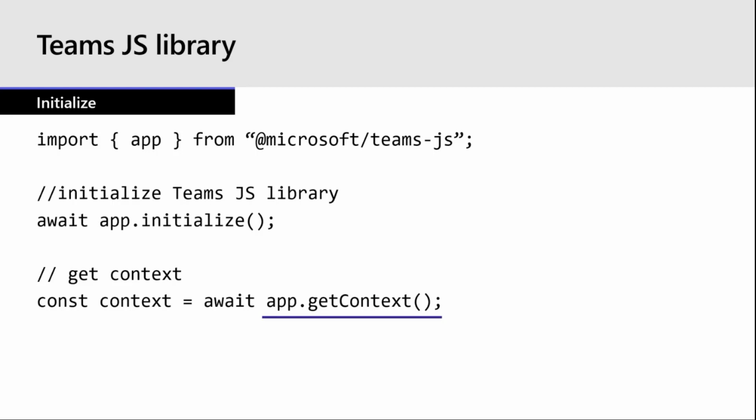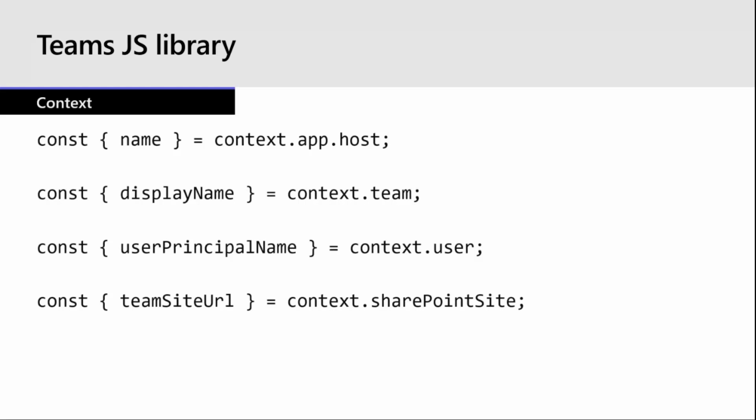So a common starting point is the ability to get the context of your app, and you can do that by calling the getContext function. And context is really good, and there's lots of information in here. Here's just a few that I wanted to highlight. So you've got the ability to get information about the host of where your app is running. So information about Teams, whether that is the web client or the desktop. The context of the team itself.